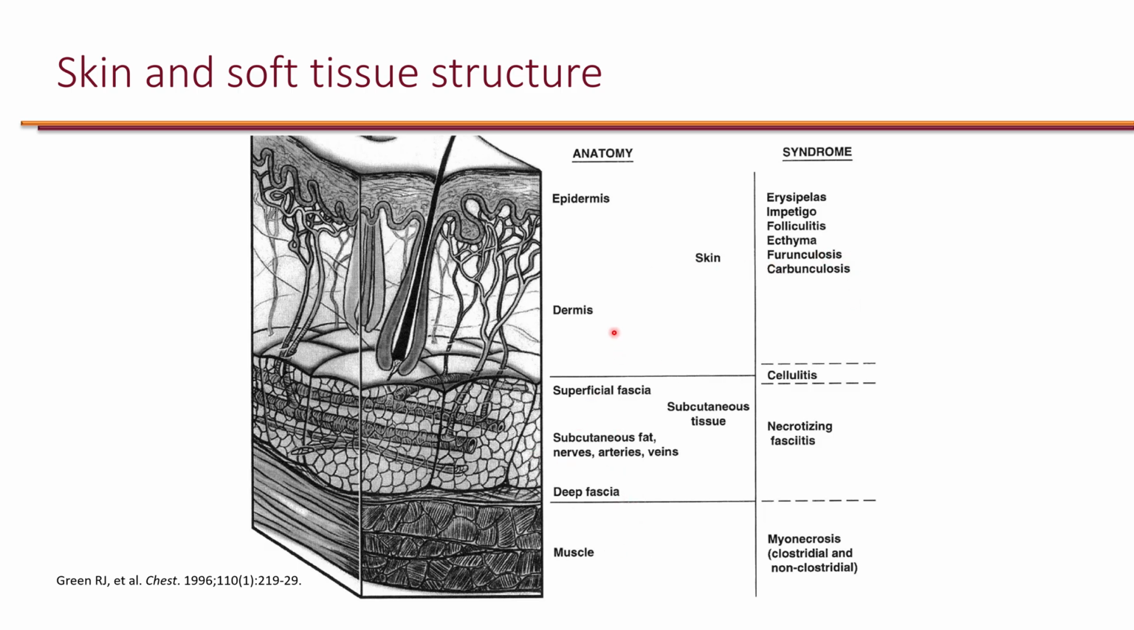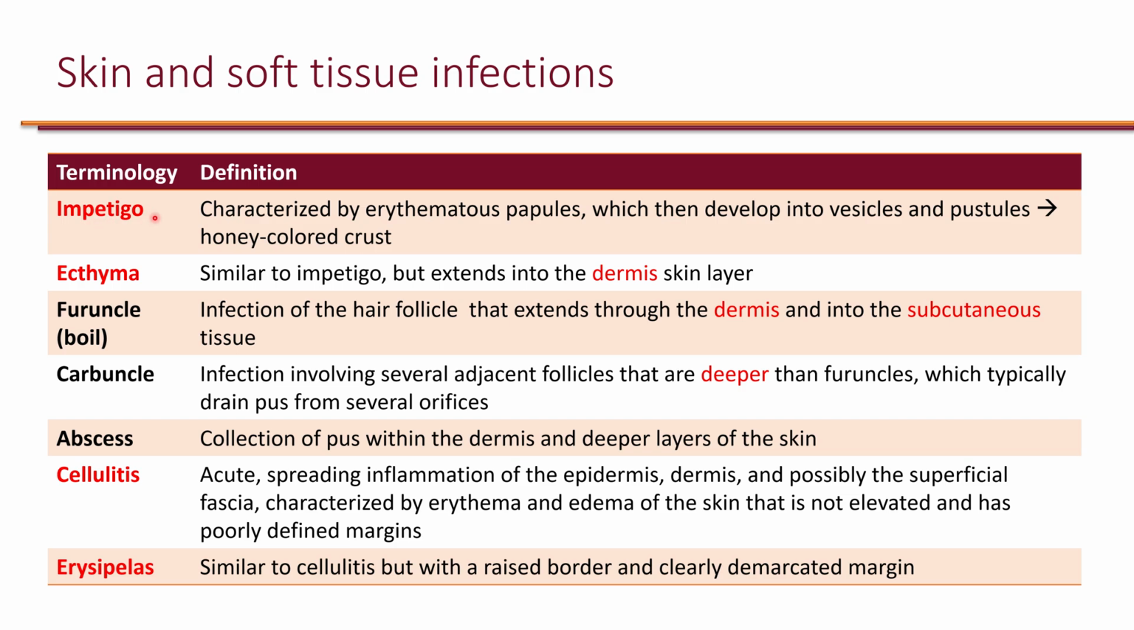Now, depending on what layer, we will talk about specific infections based on how deep we go into the skin structure. Impetigo, characterized by erythematous papules, which then develop into vesicles and pustules, will eventually form a honey-colored crust. And this is essentially in the epidermis layer. Ecthyma is essentially similar to impetigo, but it extends into the dermis skin layer.